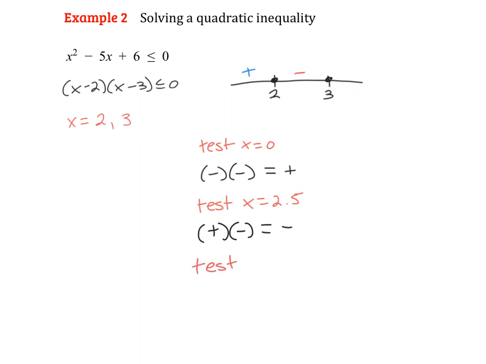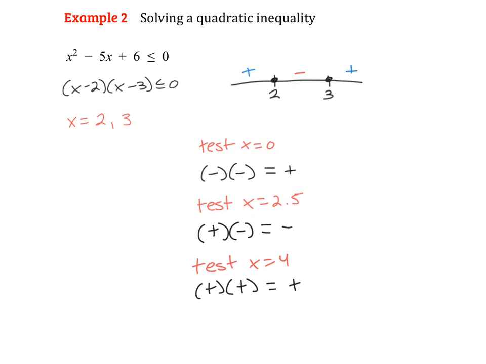So let's test x equals 4. If I substitute 4 right here, I get a positive value. If I substitute 4 into my second factor, I get a positive value. And a positive times a positive is a positive.